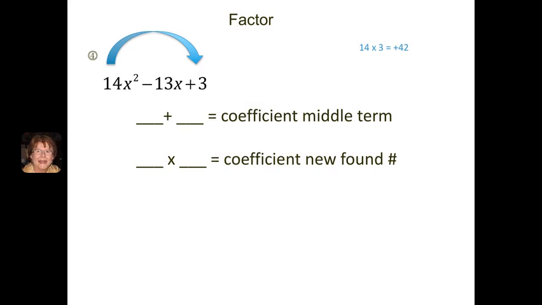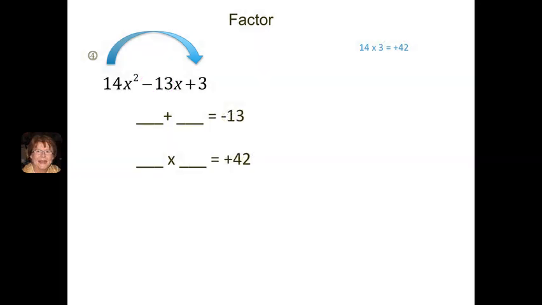So 2 numbers, when added together, give you the coefficient of the middle term, and when multiplied, give you that newfound number. So take your time, be careful with negatives, and look for those 2 numbers. And I'll show you on the next slide.